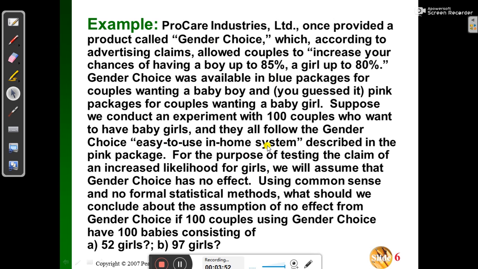Here we need to find the probability of happening in that same pattern, 85% or 80%. So we need to use some common sense and no formal statistical methods. Then how should we conclude about the assumption of no effect? It means Gender Choice has no effect on having 52 girls or 97 girls from the 100 babies of the 100 couples. That is one type of scenario where we can understand the usefulness of hypothesis testing.